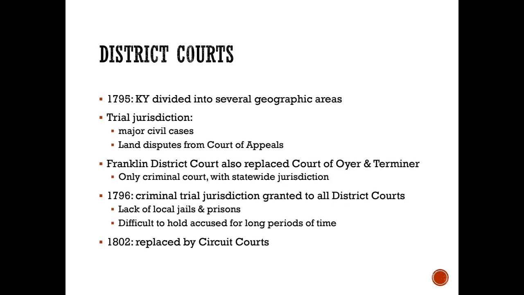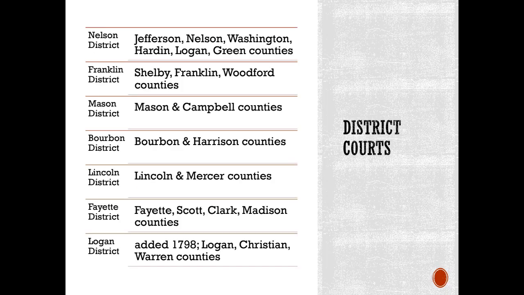So the biggest change that happened in the first Constitution was in 1795, where they decided that what they had first done wasn't really working for them. So they redid the court system, and they divided Kentucky into several geographic areas. I've got a list of all of the different districts on the next slide, so if you wanted to look at what the existing counties were and what districts they were in, that's there.